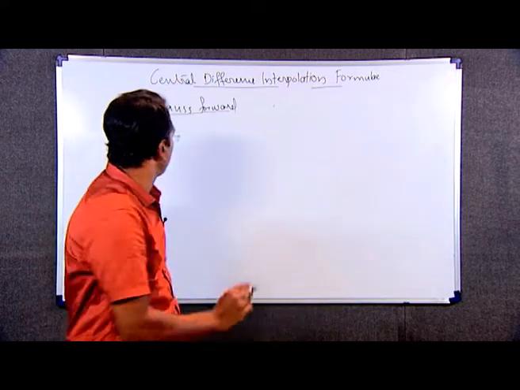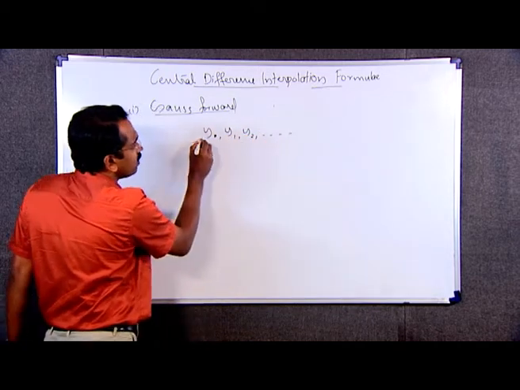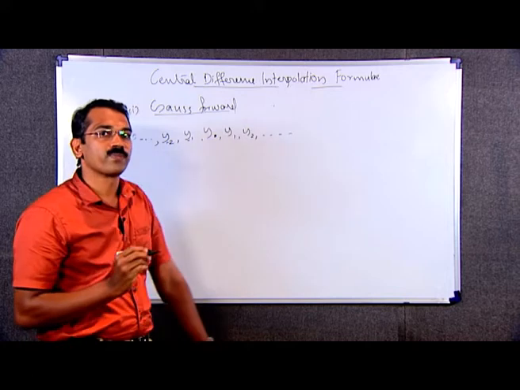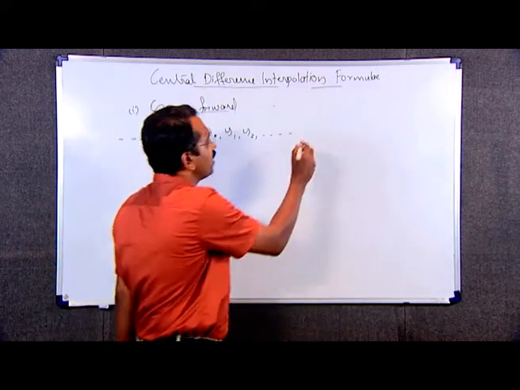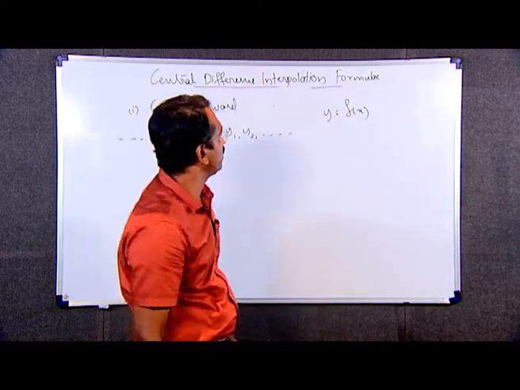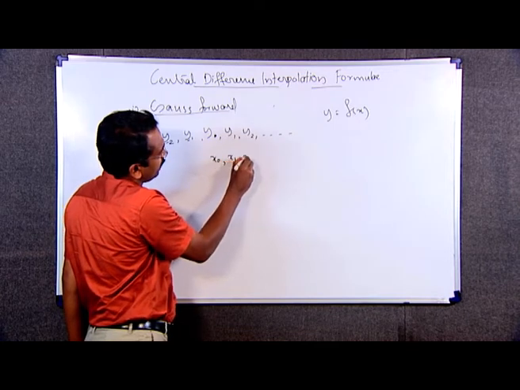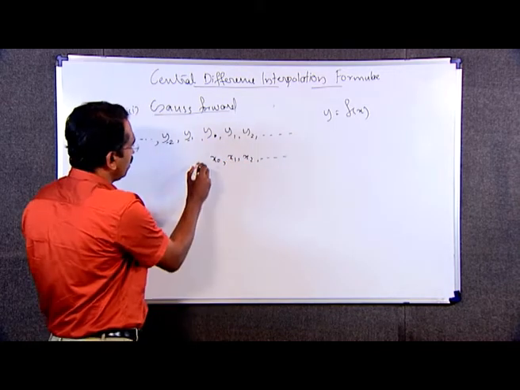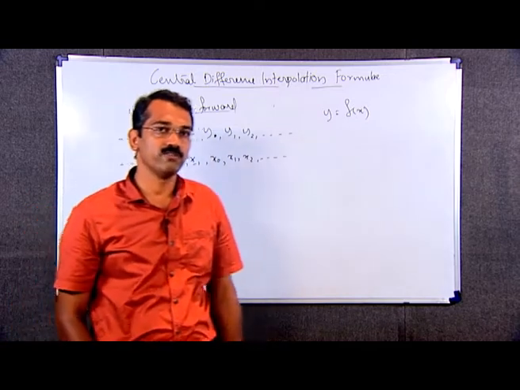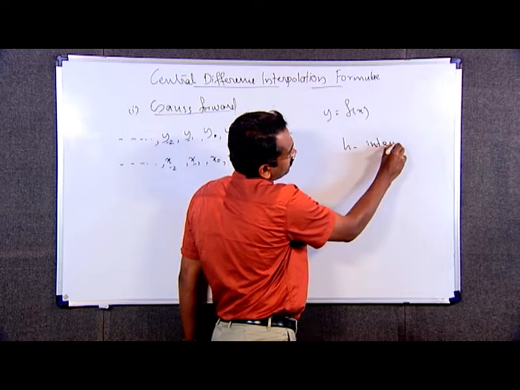Suppose that y naught, y1, y2, etc. and y minus 1 towards the left, y minus 2, etc. are the values of a function y equal to f of x corresponding to the equidistant values of x, namely x naught, x1, x2, etc. towards the right, and x minus 1, x minus 2, etc. towards the left, with interval of spacing h. Here h is the interval of spacing.